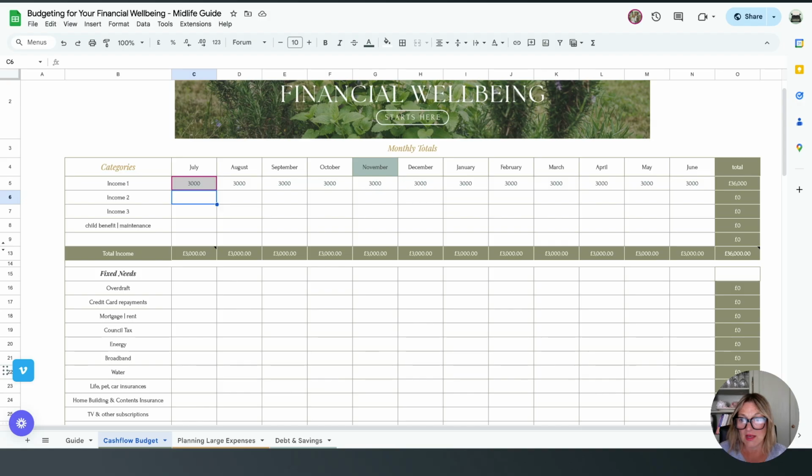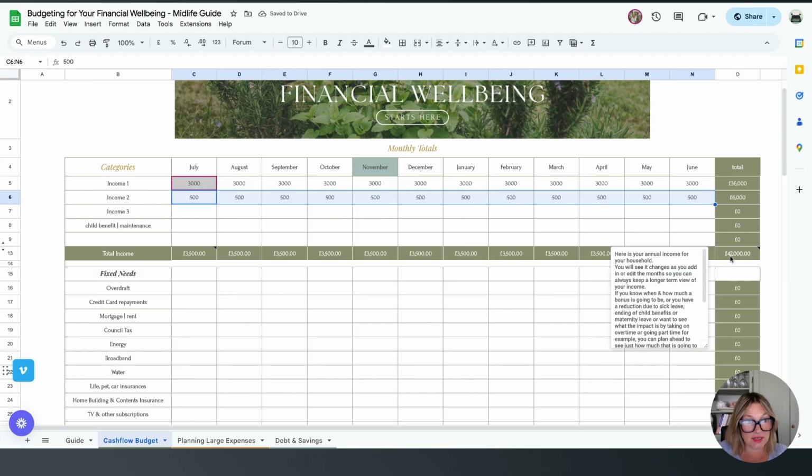So income two, maybe this is a part-time salary, maybe it's a seasonal salary, or maybe it's even a side hustle and you don't know what money you've got coming in, but you have a vague idea of the average. Let's just say that's roughly £500 a month. I'm going to pull that right across there and you'll see that adds up. So now you've got your total income for the entire household, currently looking at 42,000.